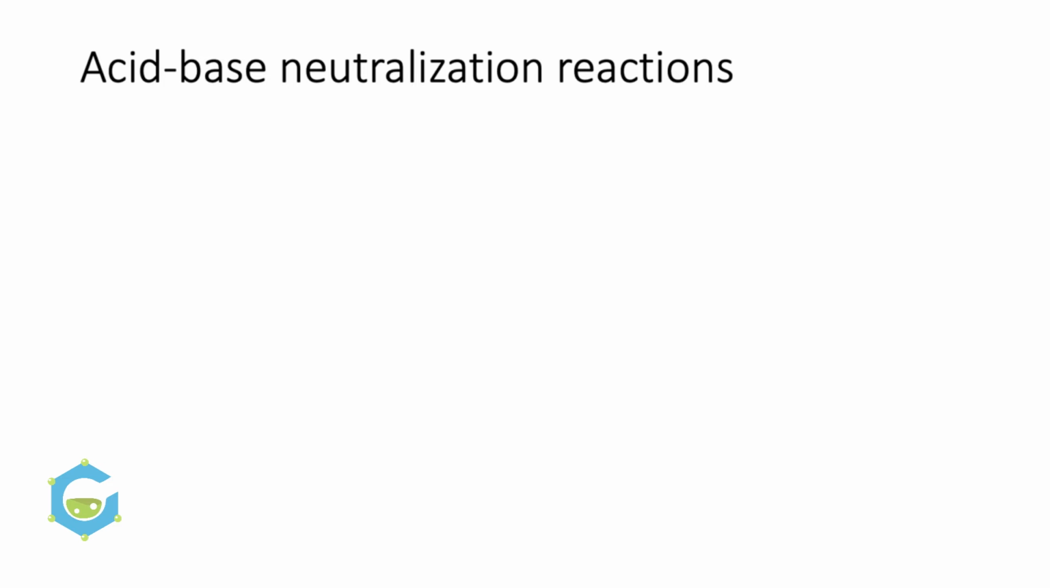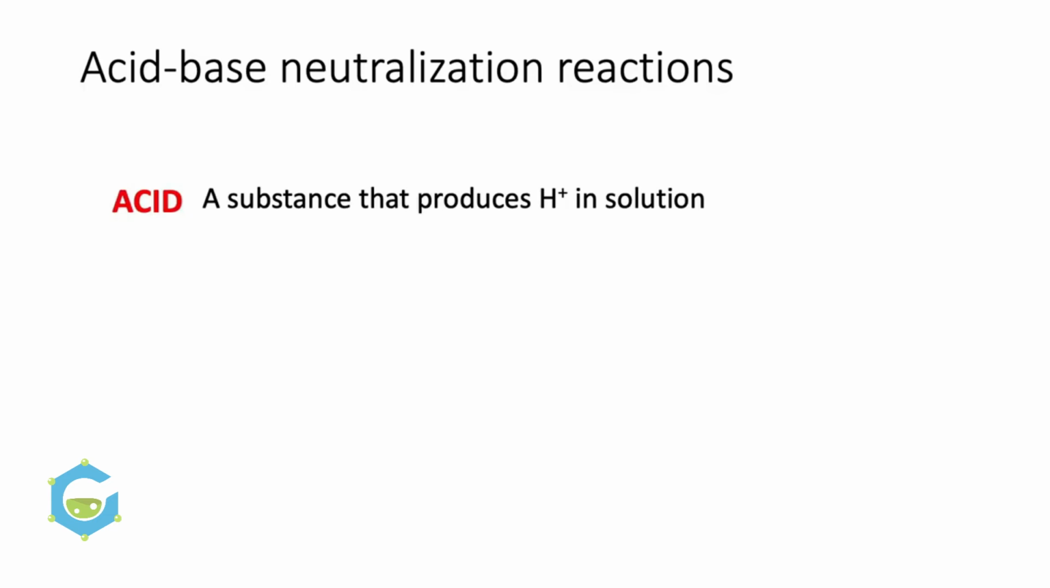What is an acid and what is a base? When you were in elementary school, you might have heard things like, oh, acids are sour, bases are bitter, and stuff like that. A chemical definition of an acid might be a substance that produces hydrogen ions in solution. So if you put it in aqueous solution, it's going to produce H+ ions. There are actually multiple definitions for acid. This is what we call the Arrhenius definition.